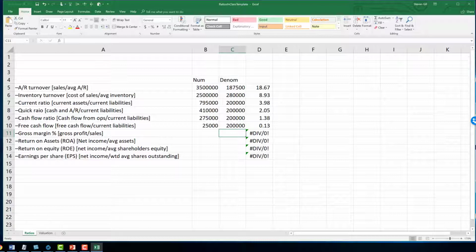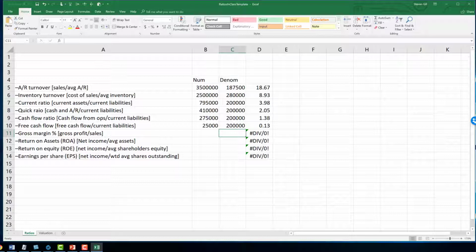So accounts receivable turnover speaks to how quickly our accounts receivable is converting into sales. Inventory turnover is how quickly inventory is being sold and converted into cost of sales. The current, quick, cash flow and free cash flow ratios all measure our ability to cover current liabilities.